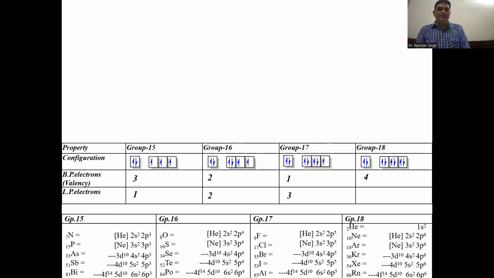In group number 18, there are zero bond pairs. You can write here zero bond pairs and four lone pairs. You have to write four here, just change their position. Okay.